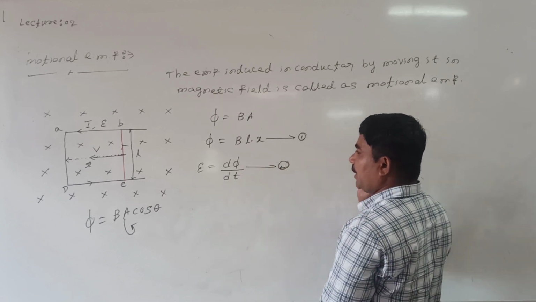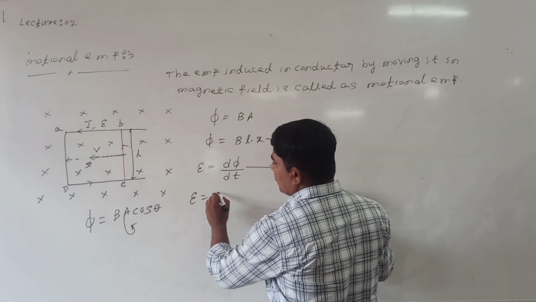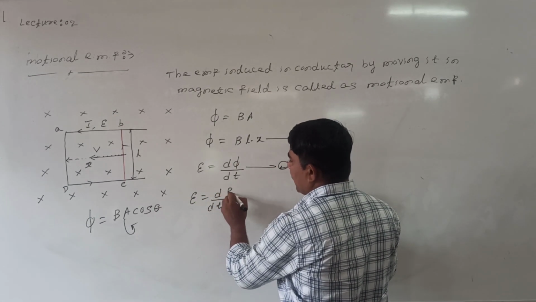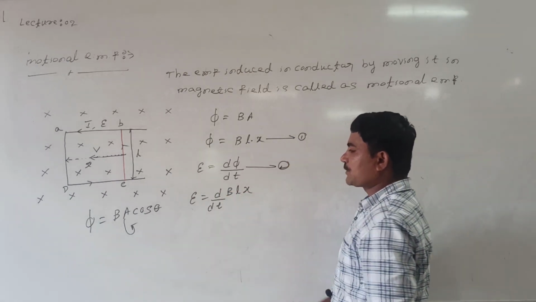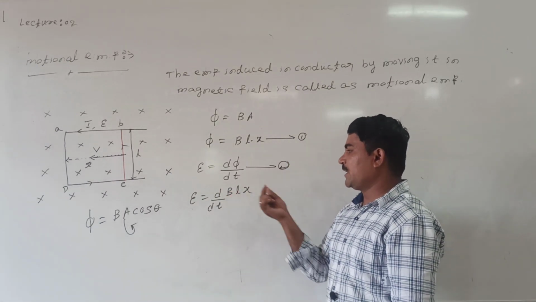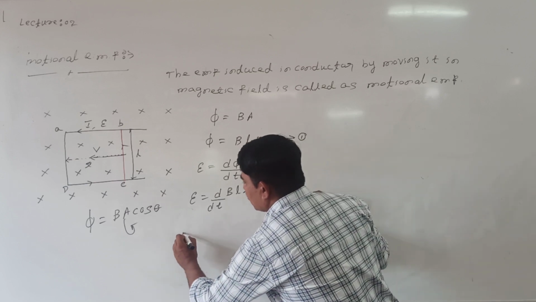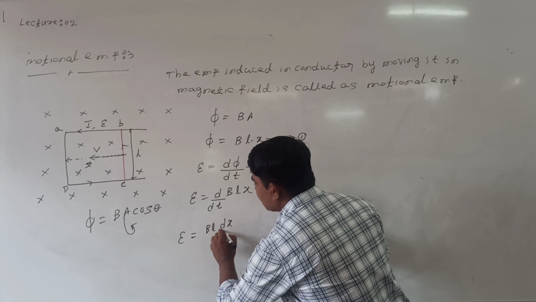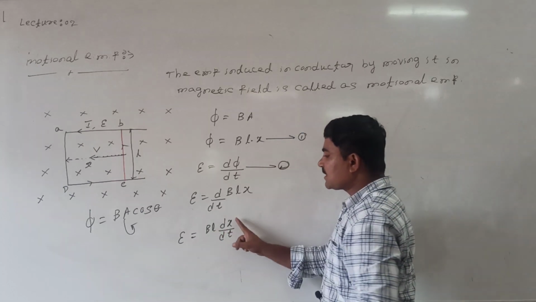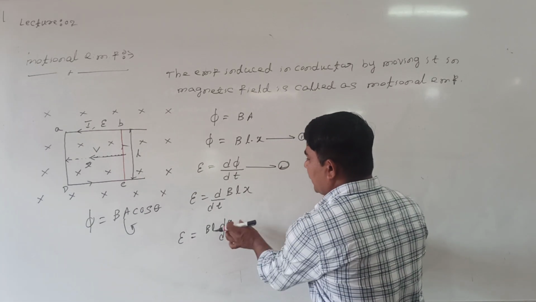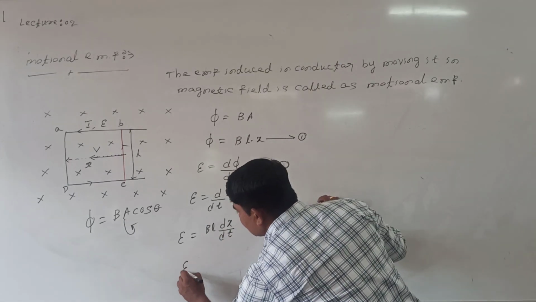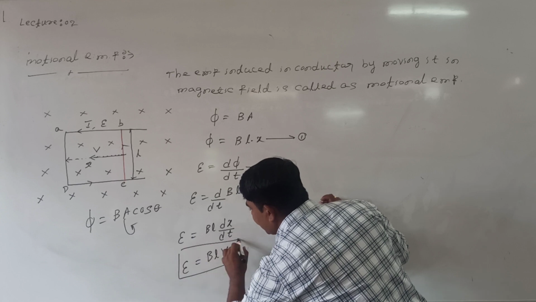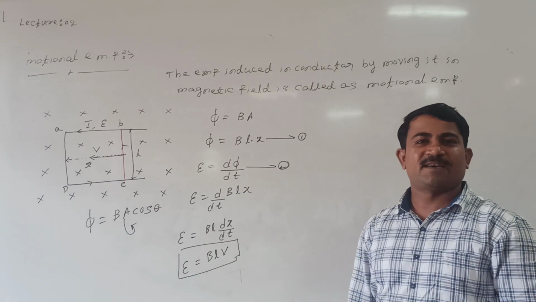Put equation 1 into equation 2. What will we get? E is equal to d by dt of phi, where phi is equal to B L x. Here the magnetic field is constant, the length is constant, x is variable. Then E is equal to B L dx by dt. dx by dt is nothing but velocity, where dx is displacement and dt is time. E is equal to B L v. This is the induced EMF.